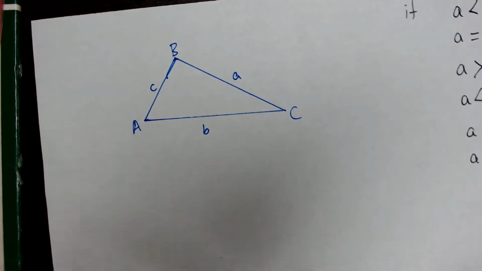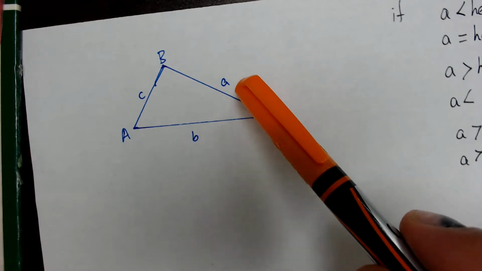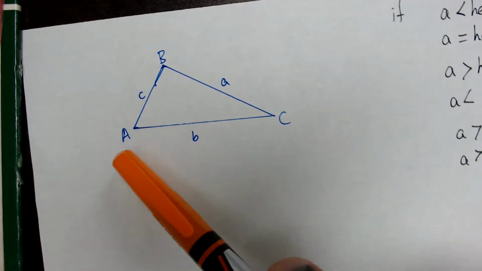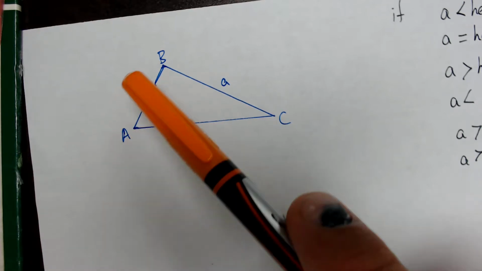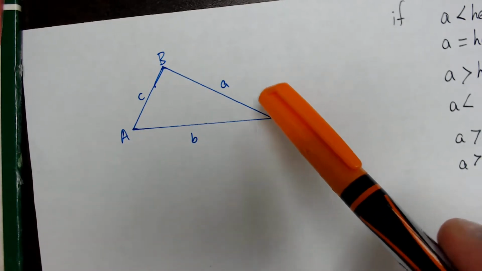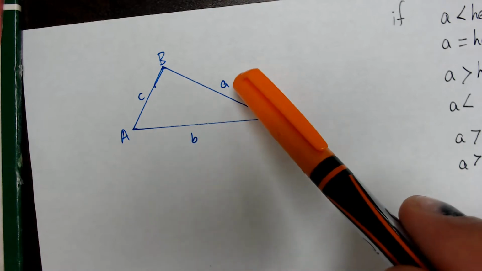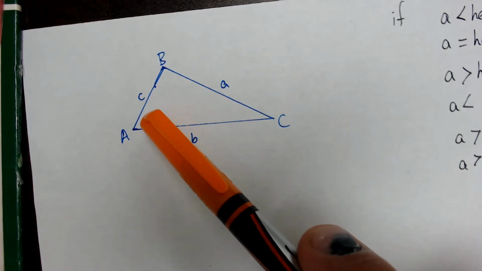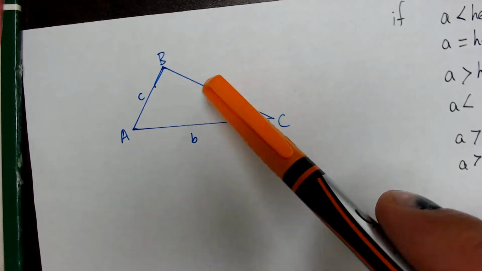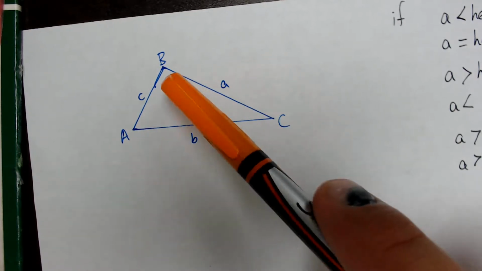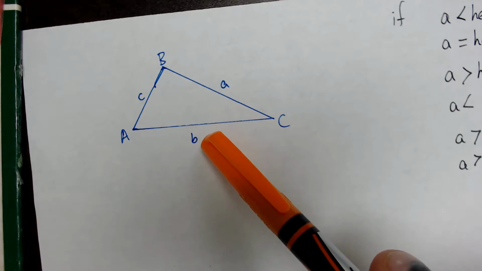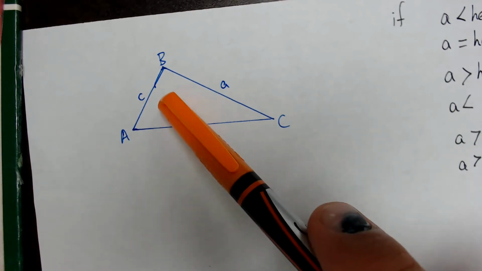When you get ambiguous case problems, the angle will always be opposite the side of the same letter. In ambiguous case problems, the angles will be capital letters A, B, and C, and the sides will be lowercase letters, and those sides will always be opposite the angle with the same letter. So uppercase A, the angle A, will be opposite the side of lowercase a. Angle B will be opposite the side b. Angle C will be opposite the side c.